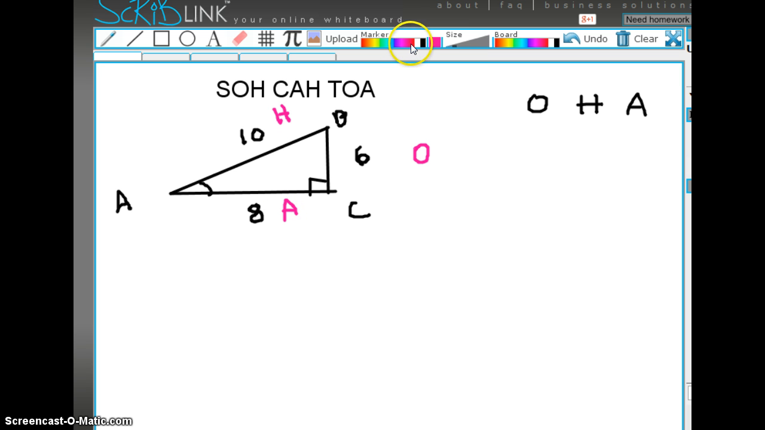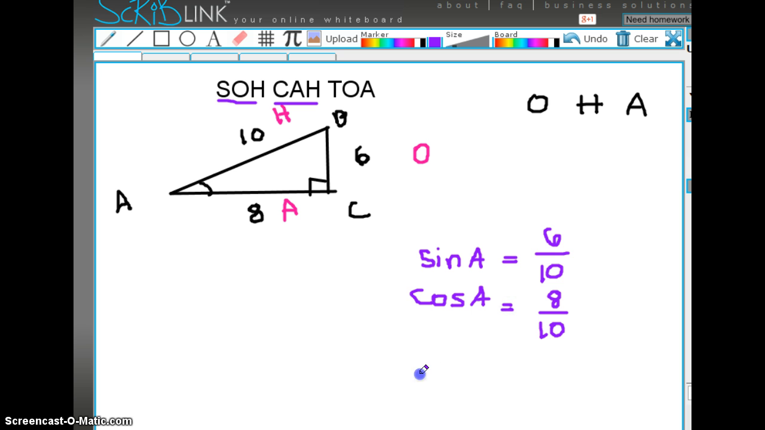So let's start writing these different ratios. So the sine of A is equal to the opposite over the hypotenuse. S stands for sine. So you don't put O over H, you actually put in these values, 6 over 10. And the cosine of A, we're on the CAH one, is equal to the adjacent side, which is 8, divided by the hypotenuse. And lastly, the tangent of A is equal to the opposite over the adjacent, or 6 over 8.